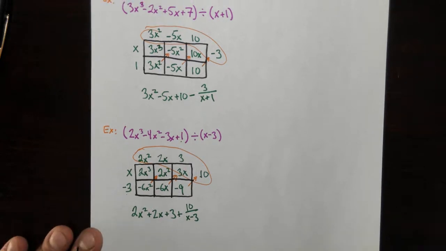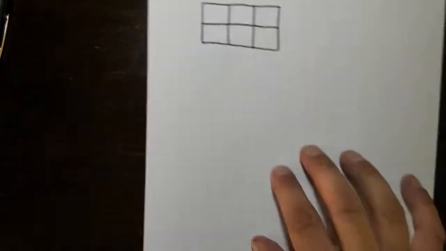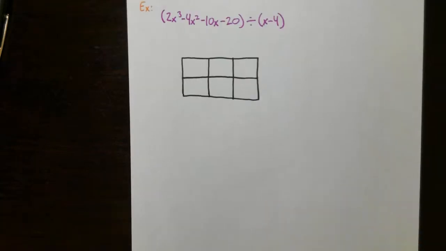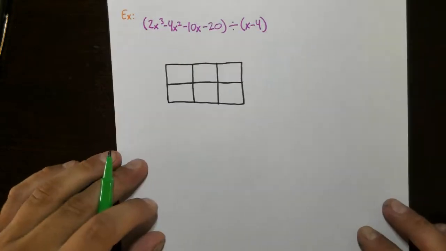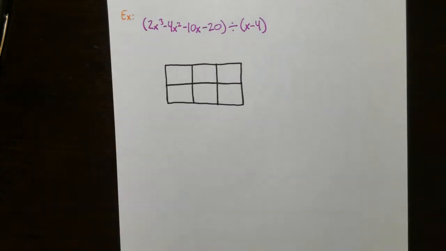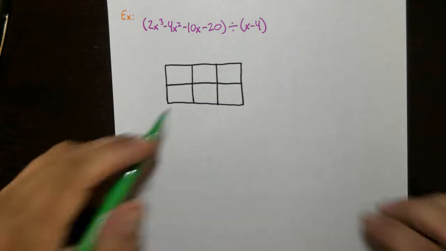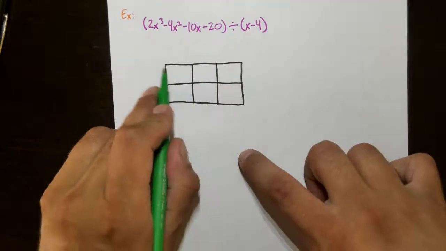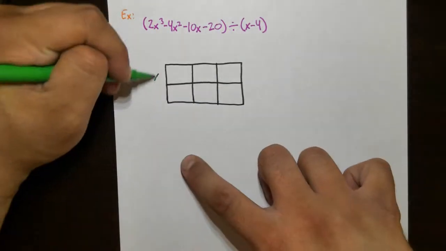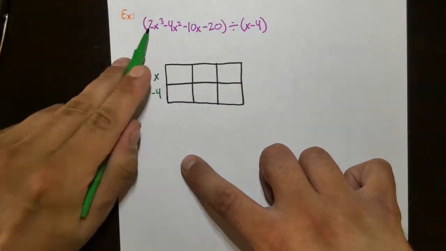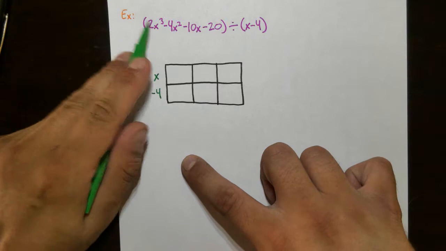Let's go over one more. So here we have 2x cubed minus 4x squared minus 10x minus 20 divided by x minus 4. So hopefully we are getting more comfortable with this. So we have an x minus 4. We're going to put that right here on the left. So x negative 4. And then whatever our leading term is, put right here. So 2x cubed.